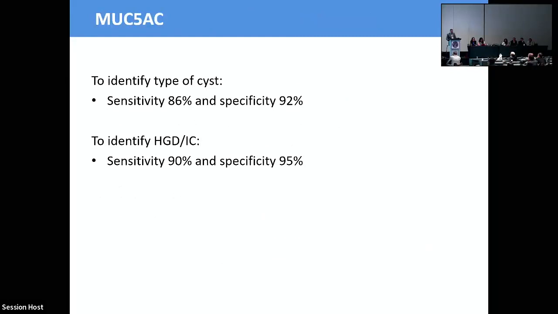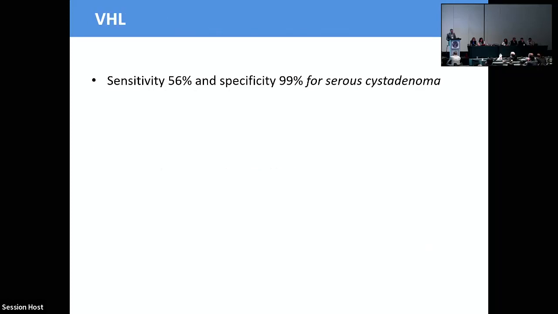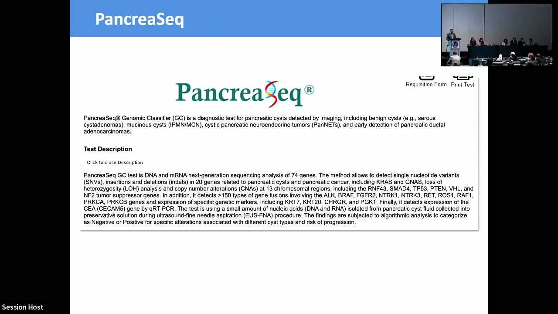MUC5AC is turning out to be a very important marker as well, potentially a DNA-based biomarker. You can see here both to identify the type of cyst and to identify high-grade dysplasia and invasive carcinoma. And just a quick mention about VHL, highly specific for serous cystadenoma. So if you see that, that typically will represent a serous cystadenoma.